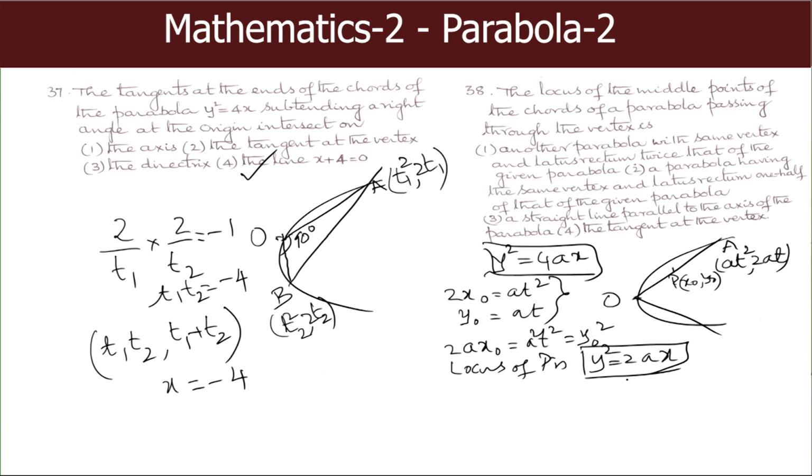2a. So therefore the locus parabola has the same vertex as that of the given parabola but the latus rectum of this locus parabola is 1/2 of that of the given parabola, and therefore the second option is the correct choice: a parallel parabola having the same vertex and latus rectum 1/2 of that of the given parabola.